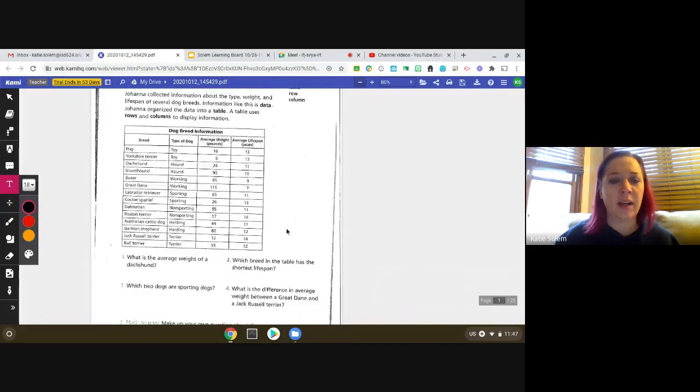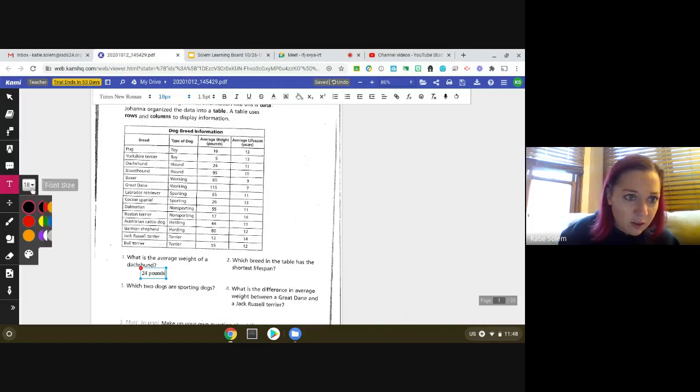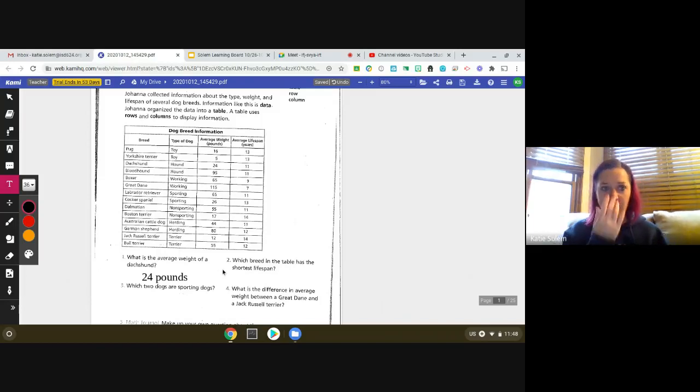If you look at number 1, it says, what is the average weight of a dachshund? So we're going to find dachshund, and then we're going to go over to weight. What is the average weight? 24 pounds. So that is what I will write right here. I'll write 24 pounds. Now I'm going to make that a little bit bigger so you can see it. There we go, 24 pounds.